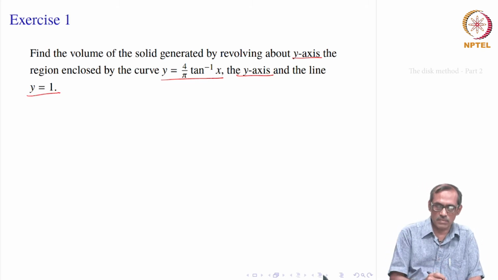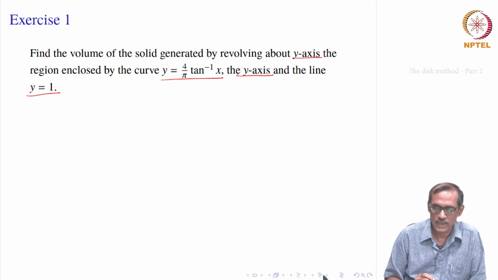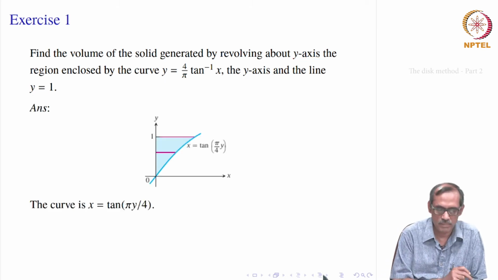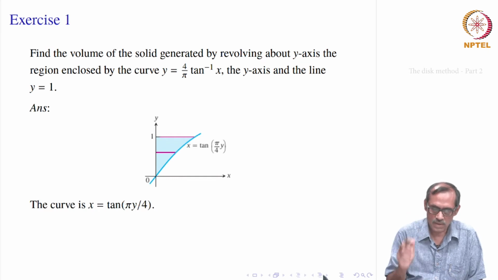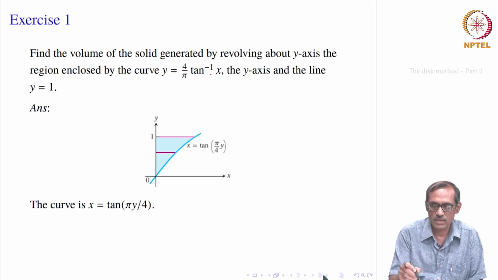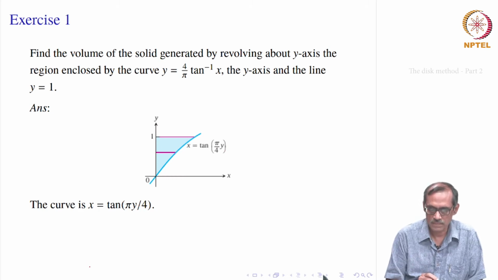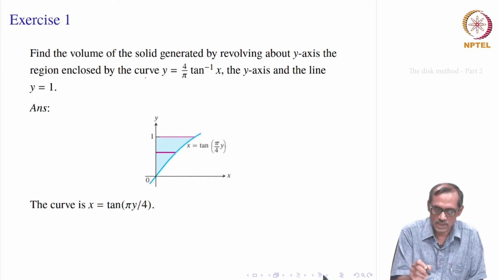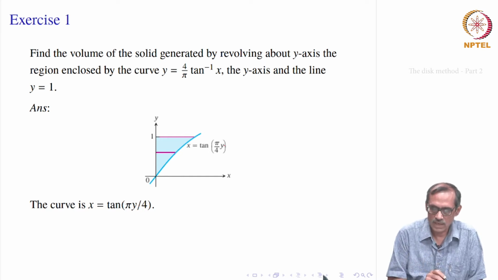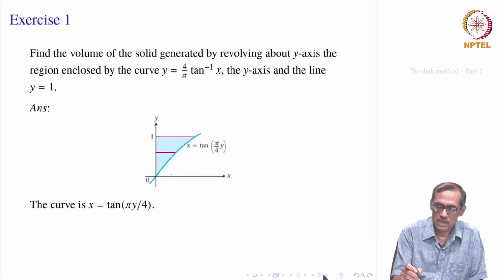So, everything is given in terms of y, only the curve is given with y as a function of x. That should not be a problem. So, we can write x equal to tan of pi by 4 y instead of y equal to 4 by pi tan inverse x. So, now everything is expressed in terms of y, x is a function of y. We have the limits for y as y equal to 1, and what is the other point? That of course, we have to find out. That will be the intersection of the curve and the y axis, right. Which turns out to be 0.